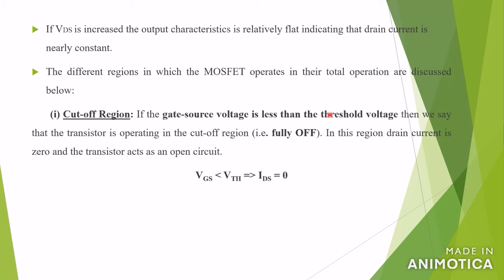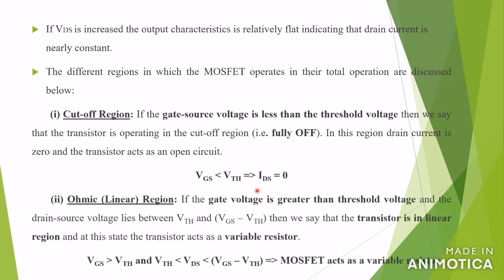One is the cutoff region. Here the device is in fully off state and the gate source voltage is less than the threshold value. The second region is the ohmic region, also called the linear region. Here the gate voltage is larger than the threshold value and the MOSFET behaves like a variable resistor and is said to be in linear region.